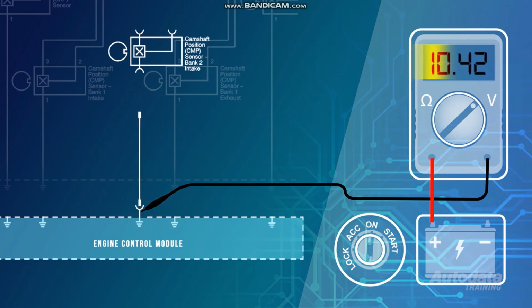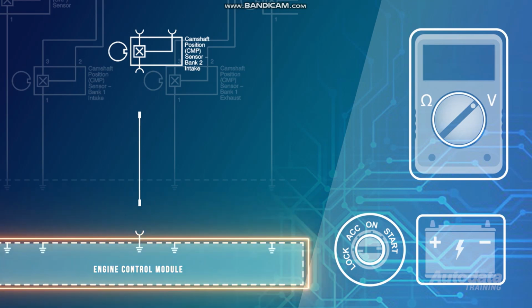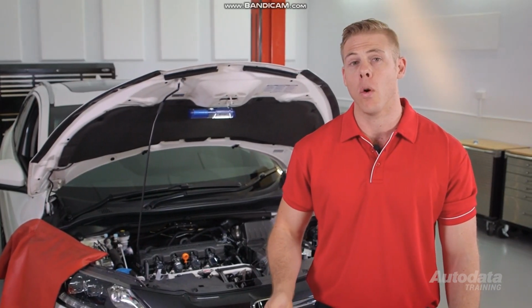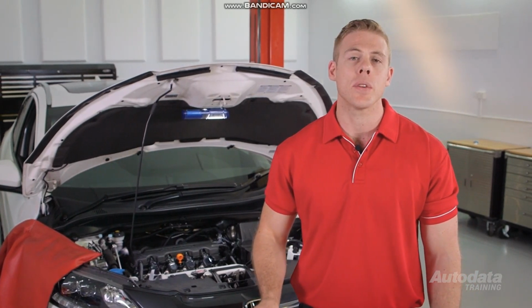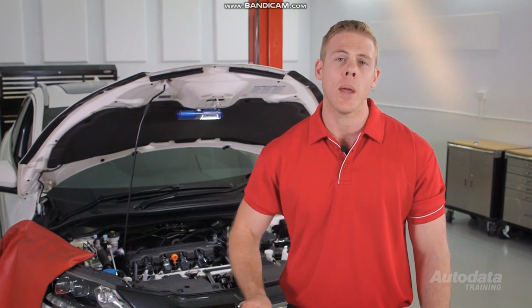But if when testing at the ECM the voltage remains low, turn the ignition off and disconnect the ECM harness connector. Inspect for any signs of water ingress or poor terminal tension. If no faults are found, the excess resistance must be internal to the ECM. A signal erratic or performance code will set when the ECM receives a value that's not consistent with the stored algorithm table or cam position map.